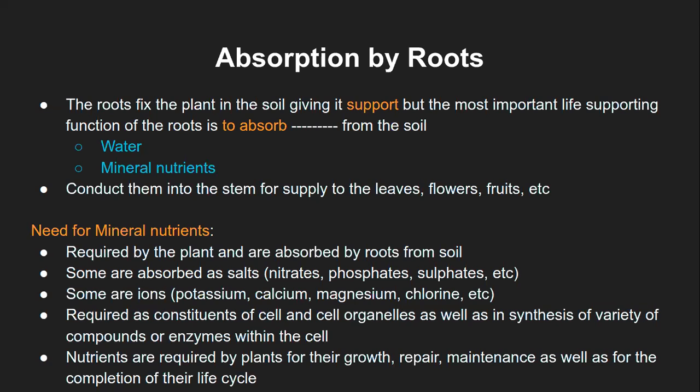So these are various ways why these ions or minerals are required by the plant. Also, one of the important points is that nutrients are required by plants for their growth, repair, and maintenance. In general, all the functions of the plant, as well as the completion of their life cycle. Completion of the life cycle is nothing but the formation of the seed or the sapling, and so on. That is the completion of the life cycle from one generation to the other. That is where the mineral nutrients are required.